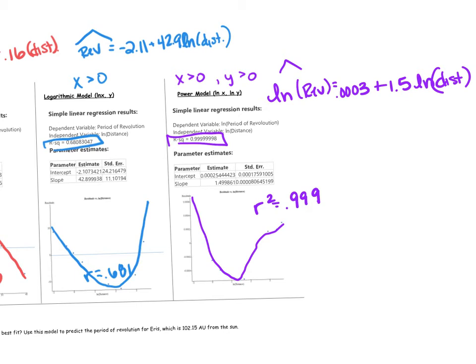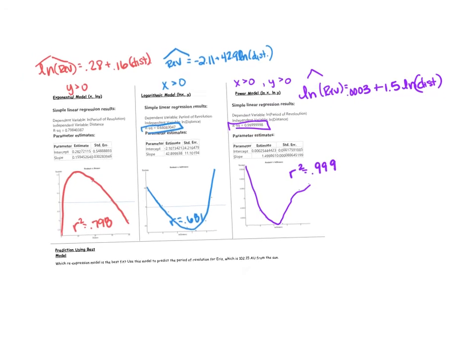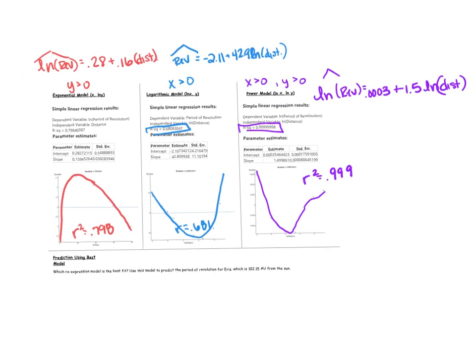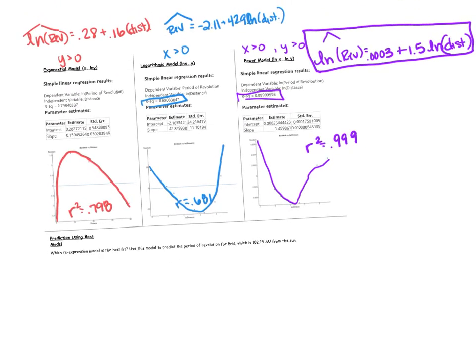And generally speaking, I want to go with the model that doesn't have a pattern. But if there is a pattern, if I can't remove the pattern, the next thing I want to look at is the R squared, because R squared is the amount of variation being explained. So my chosen model that I want to use here is going to be the power model. And now I want to predict using that power model. And here's what I want to know. Which re-expression model is the best fit?